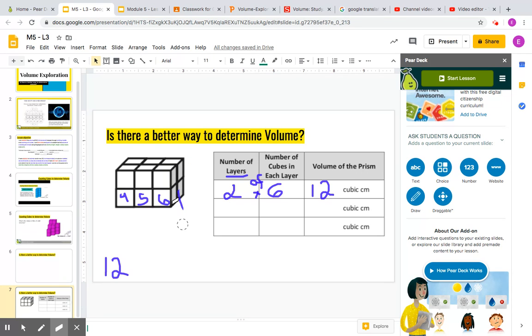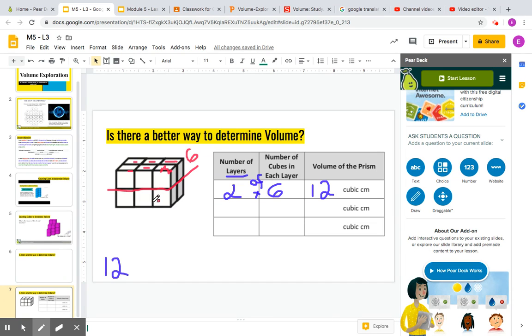I looked at the front of the structure, but how else could I split up this structure so I could easily count volume in a different way? How about we look at the top? If I look at the top of my structure, I have 1, 2, 3, 4, 5, 6. I have 6 cubes on the top.